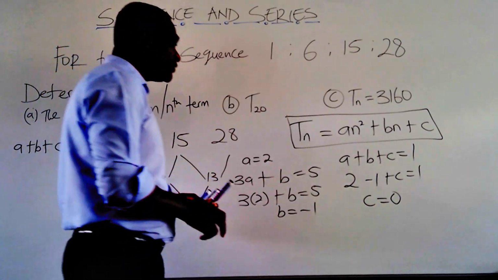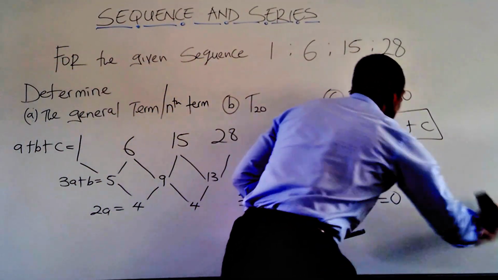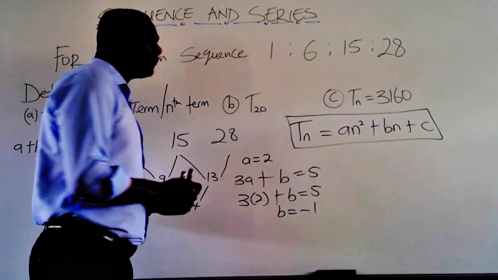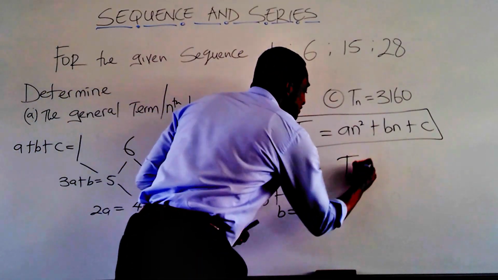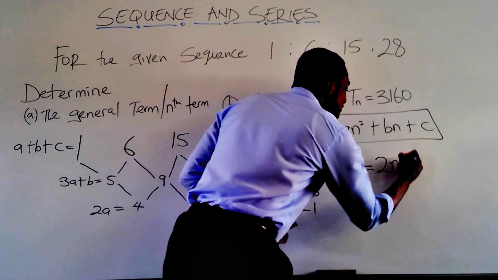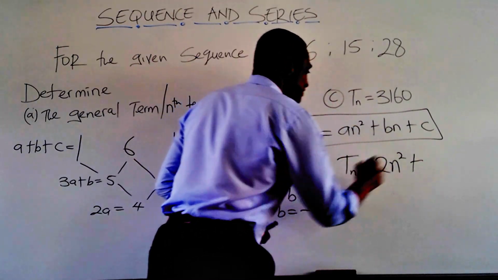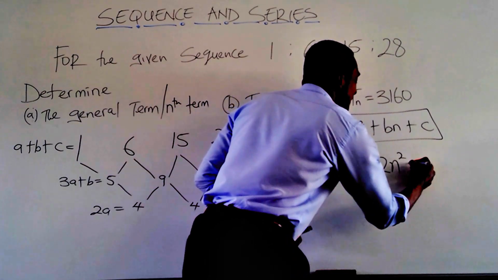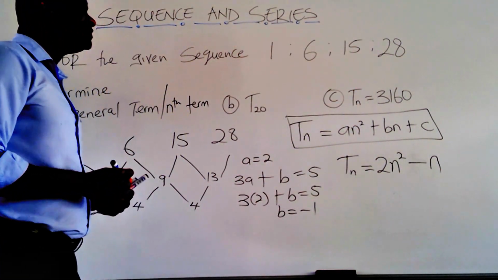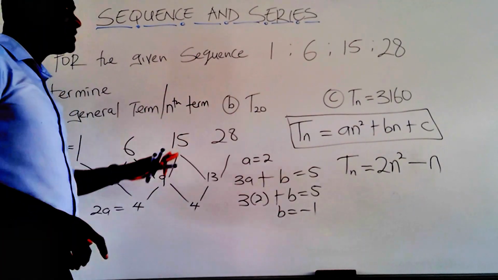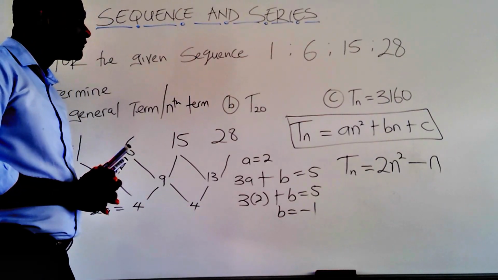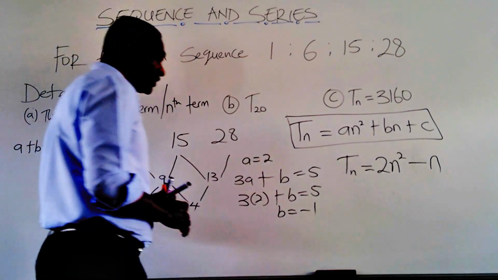So when we sub in those, our c is 0, so we just sub in. The general term for this number pattern will be Tn for any given term. We have our a, 2n squared, plus bn, which is minus 1, so I have minus n. C is 0. So this will be the general term for any term or any value in this sequence. So that is our generator.